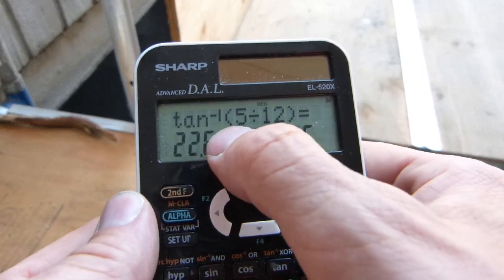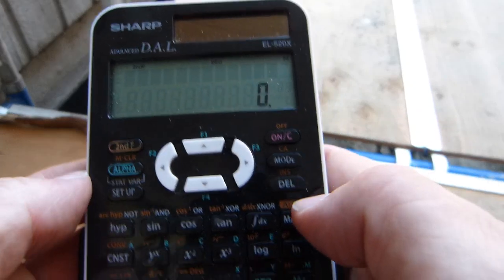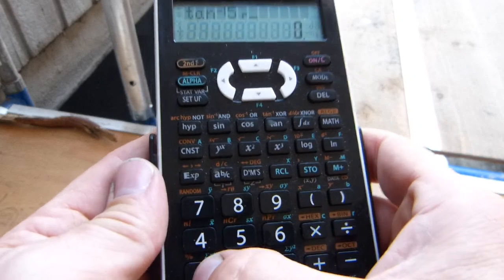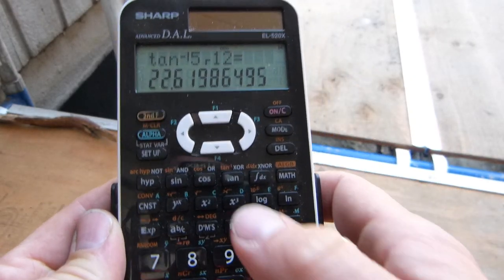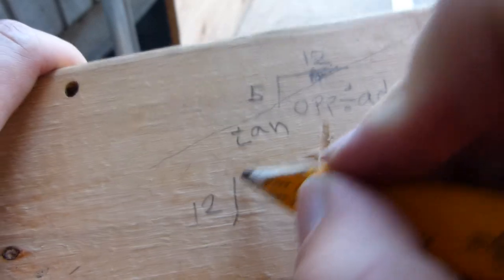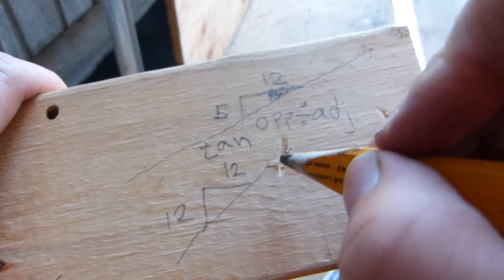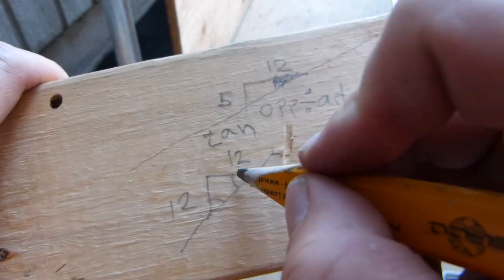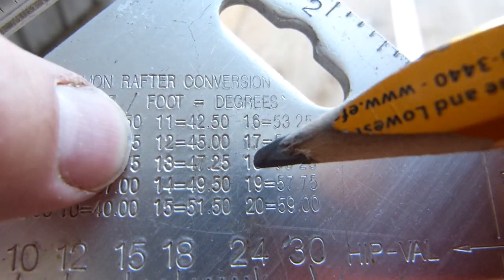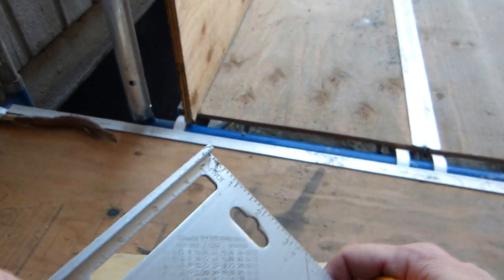Now I'm going to enter it as a fraction. Same deal, second function tangent, and I'm going to use that ABC fraction button there. 5 ABC 12 equals, same deal. So you can enter them without the bracket. You get the same numbers. When you get to 12 and 12, 12 inches of rise over 12 inches of run, you get a 45, 45 triangle. So 45, 45, 90 triangle. And that is also reflected by the fact that at number 12, where is it? There. 12 equals 45.00 degrees. And there you have it. That's what's exactly printed on the speed square.